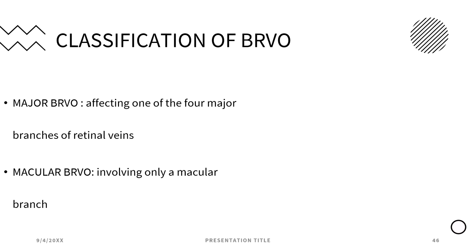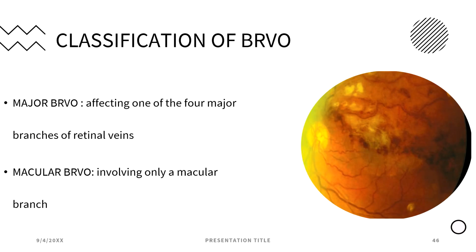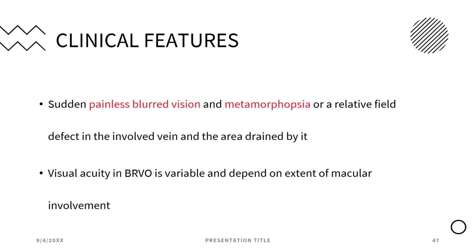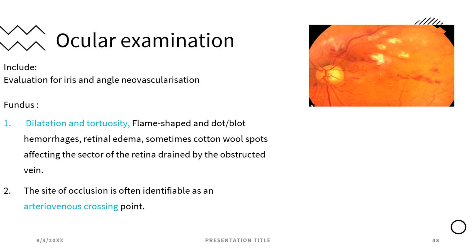It is divided into major BRVO if affecting one of the 4 major branches of the central retinal vein, or macular BRVO involving only a macular branch. Clinical feature: sudden painless blurred vision and metamorphopsia, or a relative field defect in the involved vein and the area drained by it. Visual acuity in BRVO is variable and depends on the extent of macular edema.